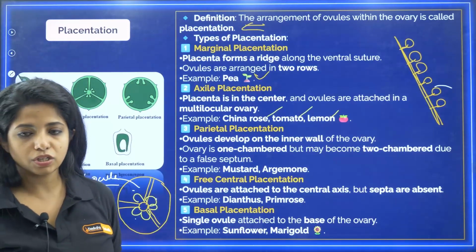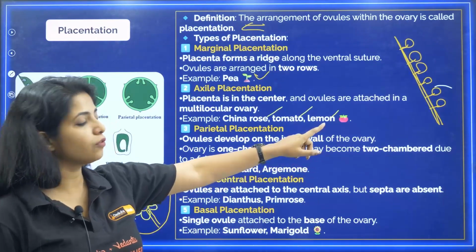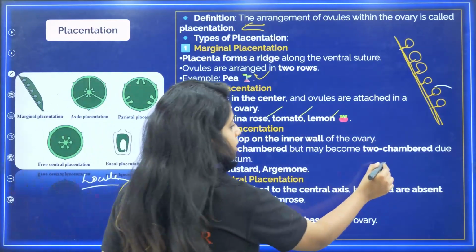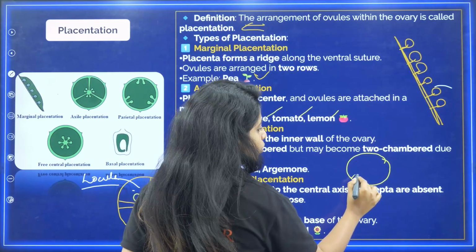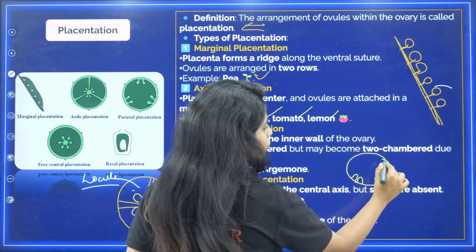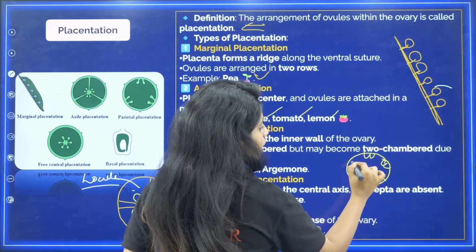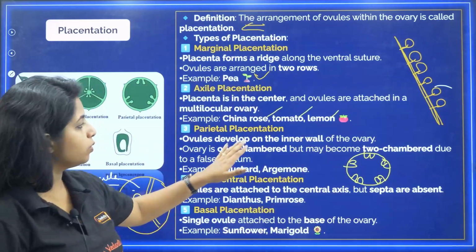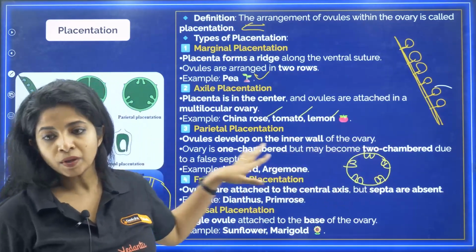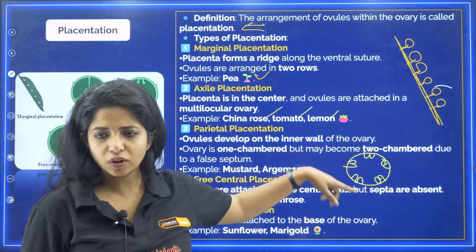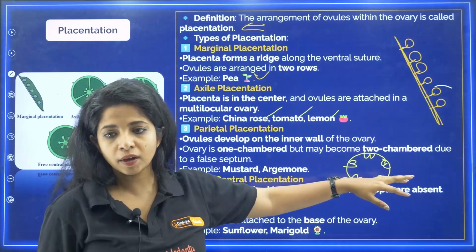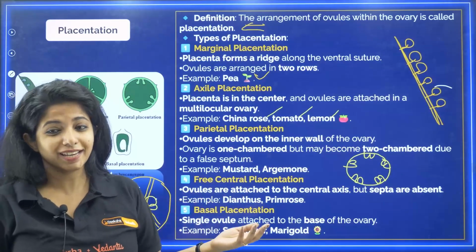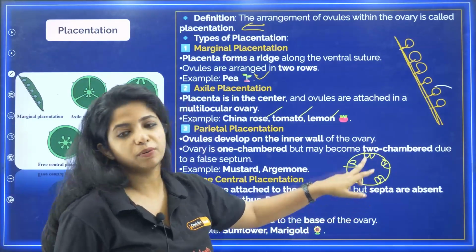What do you mean by parietal placentation? Ovules develop on the inner wall of the ovary. So suppose this is the ovary, my dear children, over here you will be finding the ovule. Parietal means on the walls, so ovules develop on the inner wall of the ovary. The ovary is one chambered, there is only one single chamber, but it may be 2 chambered due to a false septum. So there are cases where a false septum is found as well.